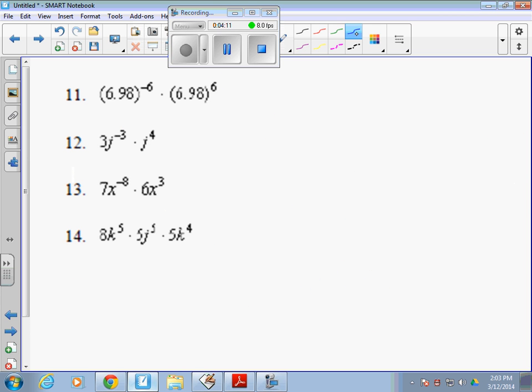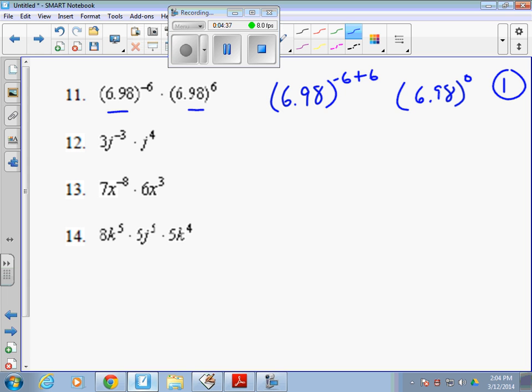We have 6.98 to the 6th times 6.98 to the negative 6. Notice the bases are the same. When you multiply the same bases, you add the exponents. 6.98 to the 6, or to the negative 6 power, plus 6. Negative 6 plus 6 is 6.98 to the 0 power. Anything to the 0 power is 1.